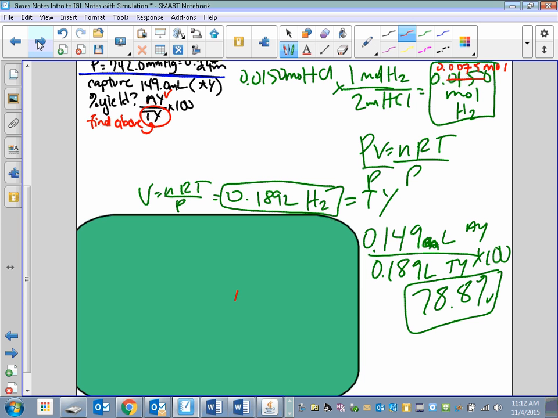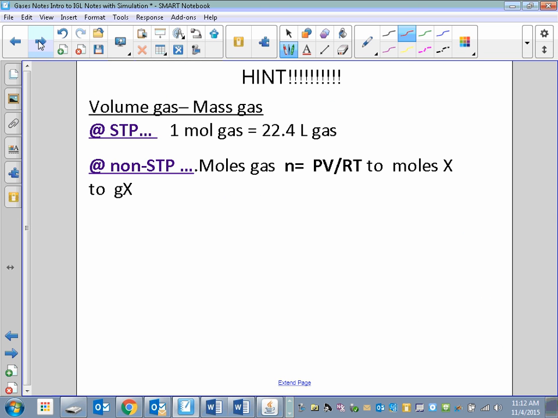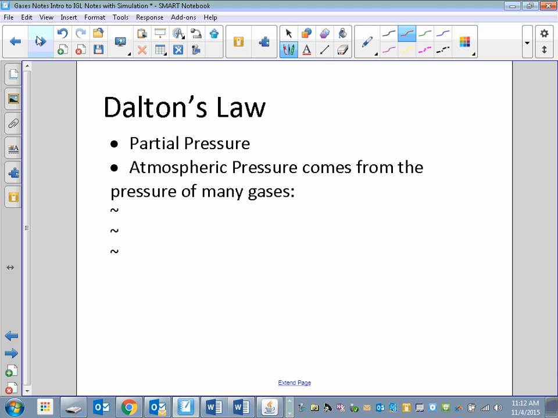Okay, so the last thing we need to go over is Dalton's law, and I'll go over number 5 if I can at the end of class. Let me go over Dalton's law, and then I'm going to do one more stoichiometry problem with you. This is a non-mirror foldable.